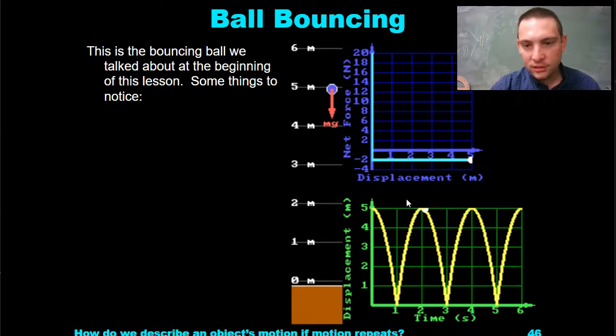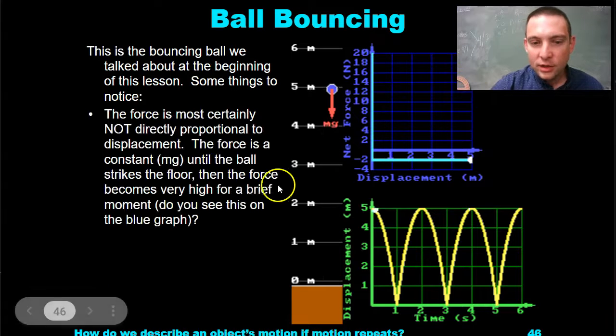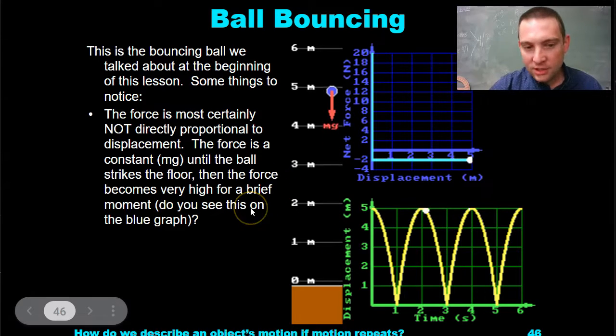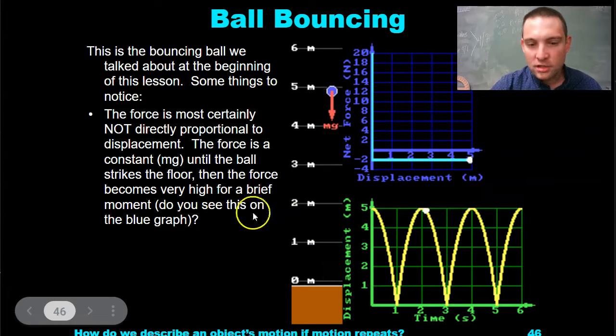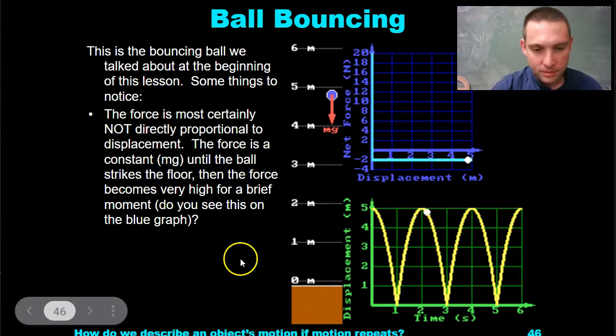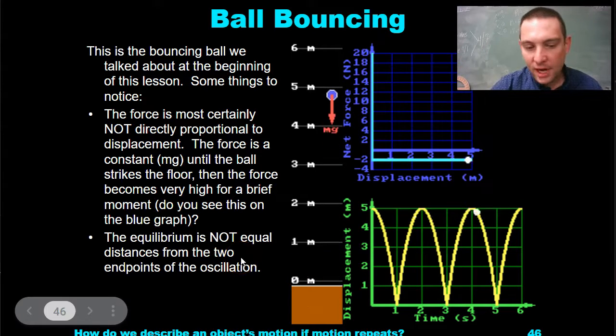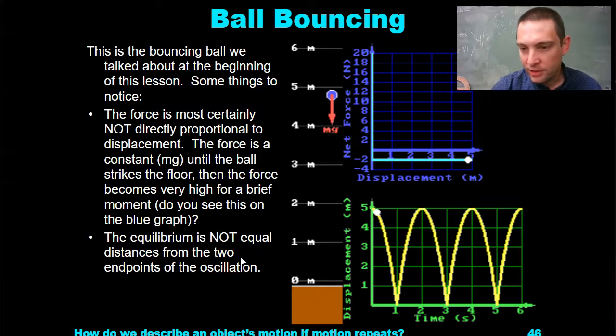We have a ball bouncing. We talked about this at the beginning of the lesson. Some things to notice: the force is most certainly not directly proportional to displacement. The force is a constant, which is weight, until the ball strikes the floor, then the force becomes very high for a brief moment, the normal force. The equilibrium is not equal distances from the two endpoints of the oscillator.